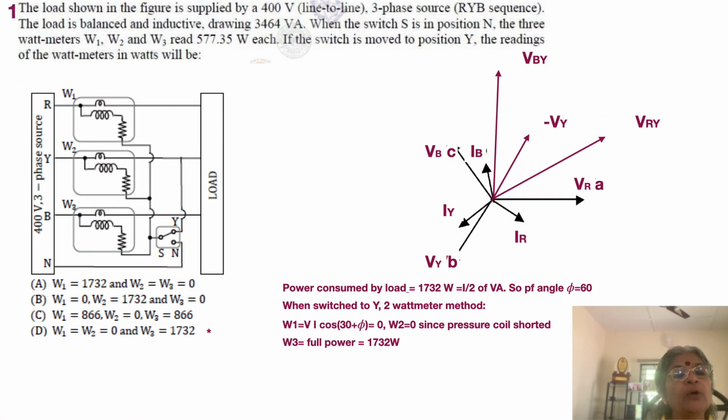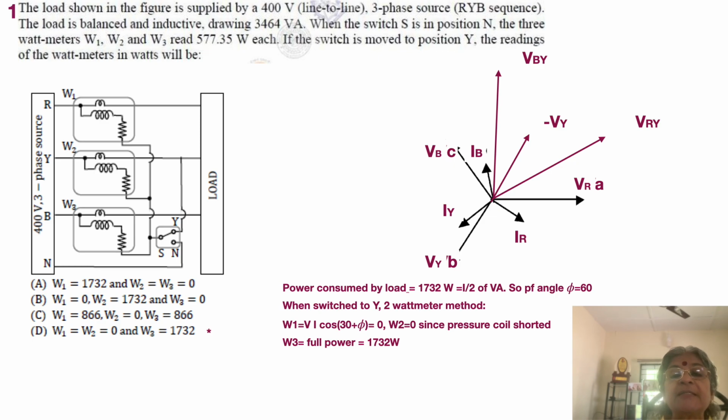The load generally, of course, there may be certain differences which will be outlined. The load is balanced and inductive. So whether the load is balanced or unbalanced, the two wattmeter method can measure the power. And inductive is an important statement, that the load is inductive. Drawing 3464 VA. So the figure is also good, 3464.